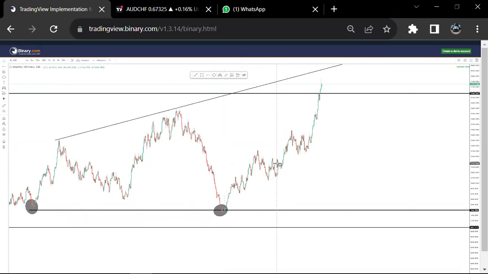So if someone was to ask you guys, what made this pair to move out? What can you say? You have to tell them the chart moved because there was a what? There was a double bottom. You understand? So the double bottom is the one which made price to push up.